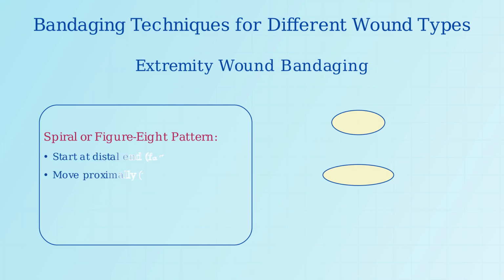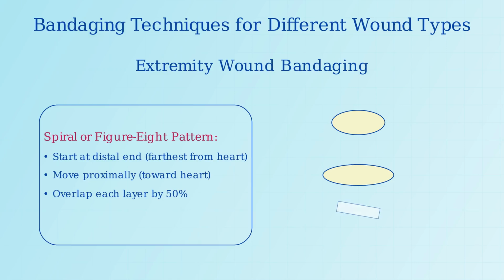When bandaging extremities, always start at the distal end, that's farthest from the heart, and work your way proximally, or toward the heart. Each layer of bandage should overlap the previous one by 50%. This ensures proper coverage and helps the bandage stay in place. Finally, secure the end of the bandage with tape or clips to prevent it from unwrapping.